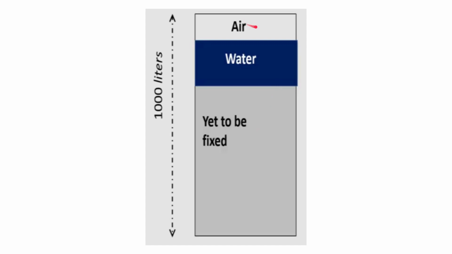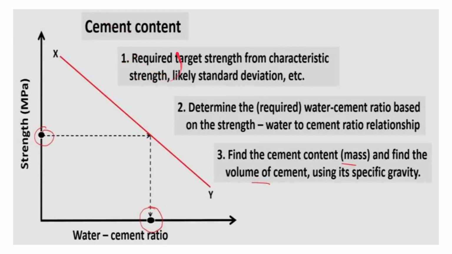So we have discussed air and water. Next will come the cement. The cement content is mainly calculated from the strength and water cement ratio.